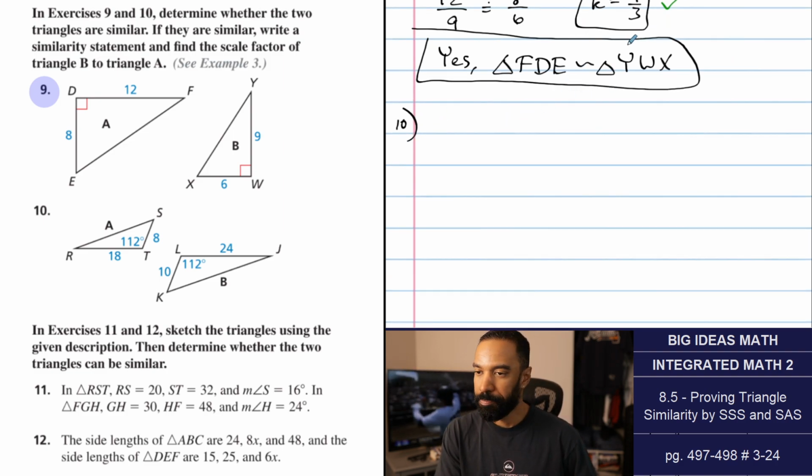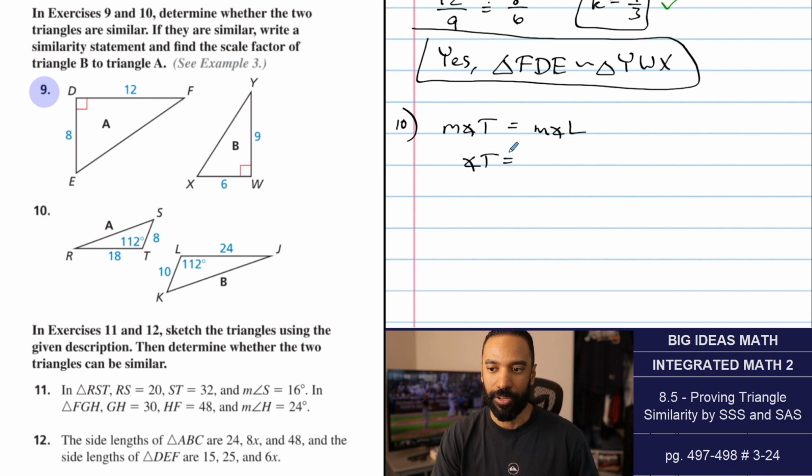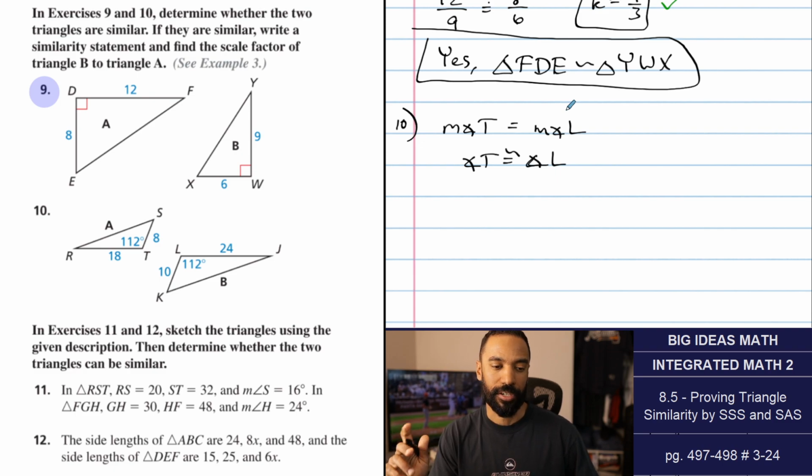Okay, in number 10, you again have a set of congruent angles. I'll go straight into it. Measure of angle T is the same as the measure of angle L. So angle T is congruent to angle L. They both are 112 degrees. And there is a set of congruent angles. It is the included angle of the set of marked sides. You are going to compare side lengths based on which ones are comparatively longer and comparatively shorter.